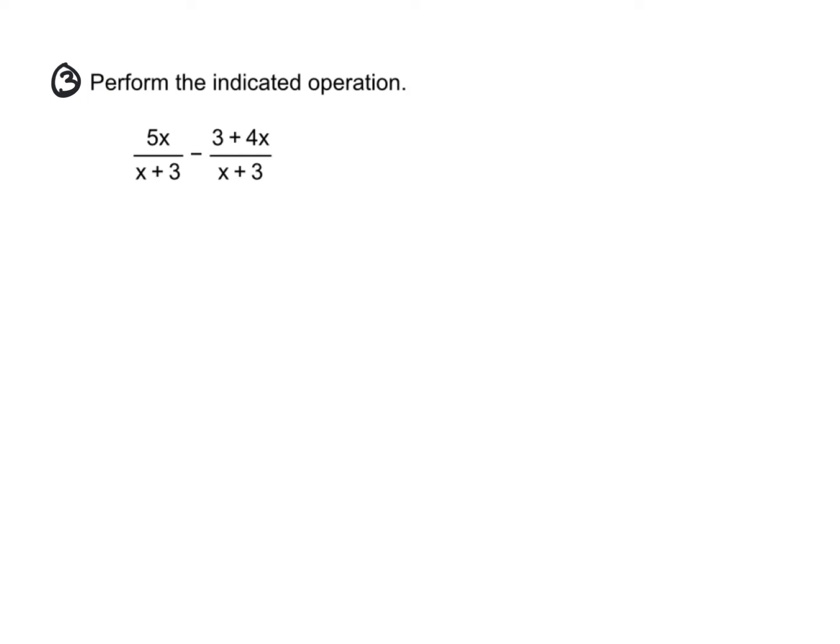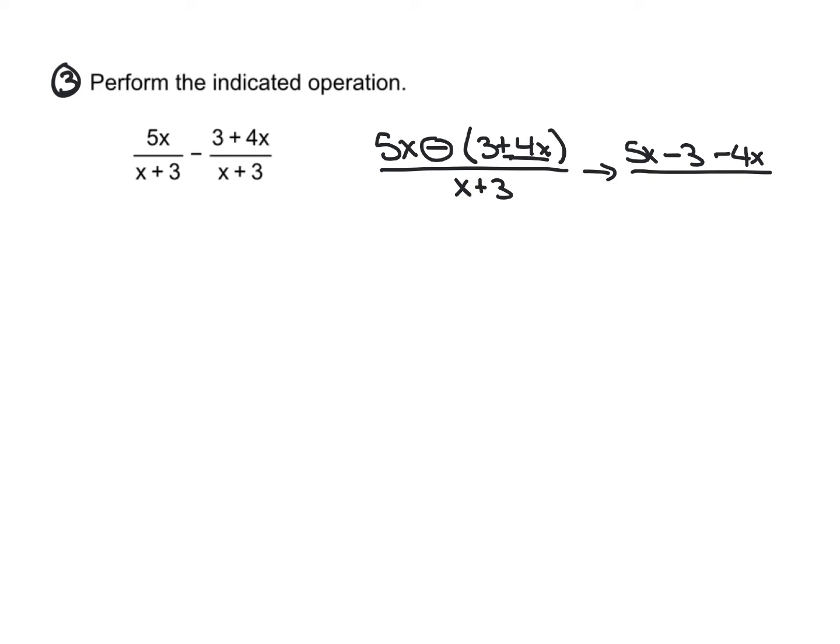Again, my denominators are exactly the same. So this is 5x minus 3 plus 4x all over x plus 3. So that becomes 5x. Basically, we're subtracting a 3, so minus 3, and we are subtracting a positive 4x, which becomes minus 4x over x plus 3. That becomes x minus 3 over x plus 3, because 5x minus 4x is x. And then I still had the negative 3.